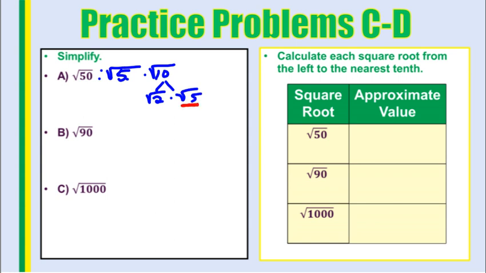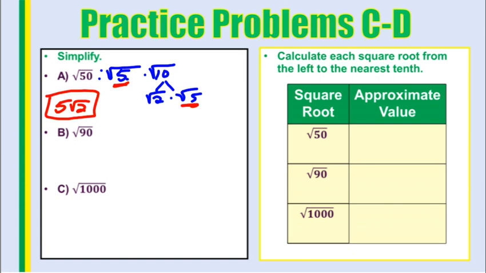Because I have a square root of 5 here and a square root of 5 here, when you multiply a radical by itself, it becomes what's inside. So the square root of 5 times the square root of 5 is 5, giving us a 5 on the outside. And then all I have left is the square root of 2. So that is another way of doing it.